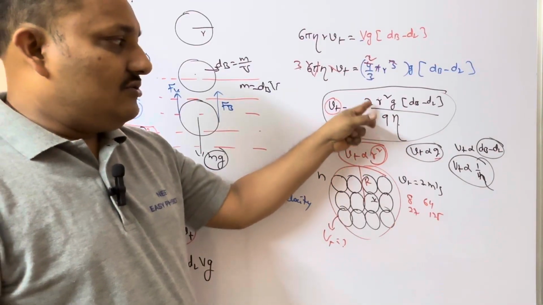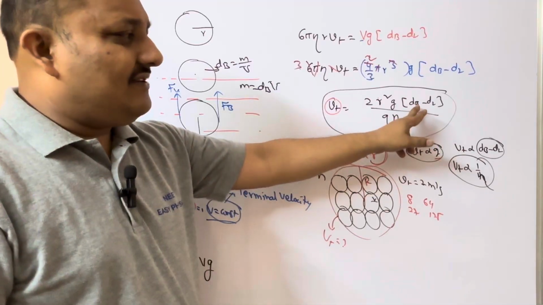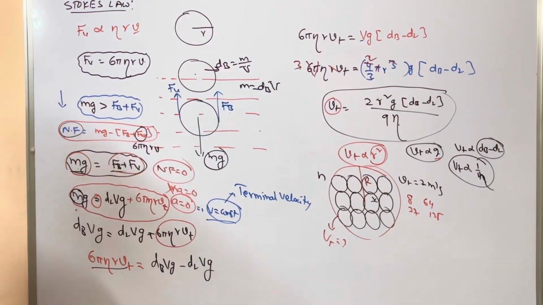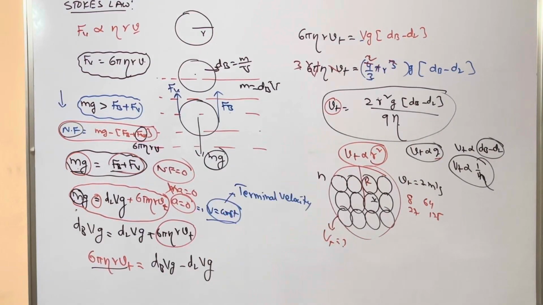Terminal velocity is 2 by 9 g r square (d_V minus d_L) by eta. In some books they will write rho minus sigma, or sigma minus rho, but whatever they have given, it is density of body minus density of liquid. Now, we will see the terminal velocity, important equation.